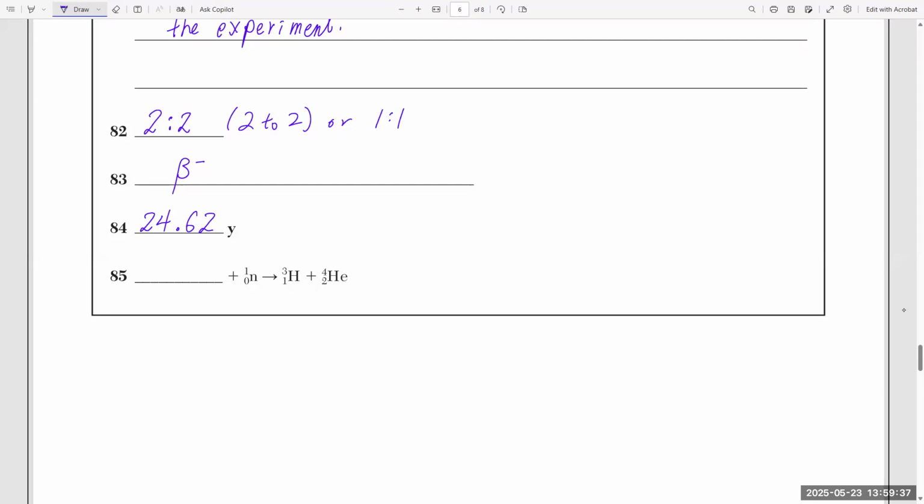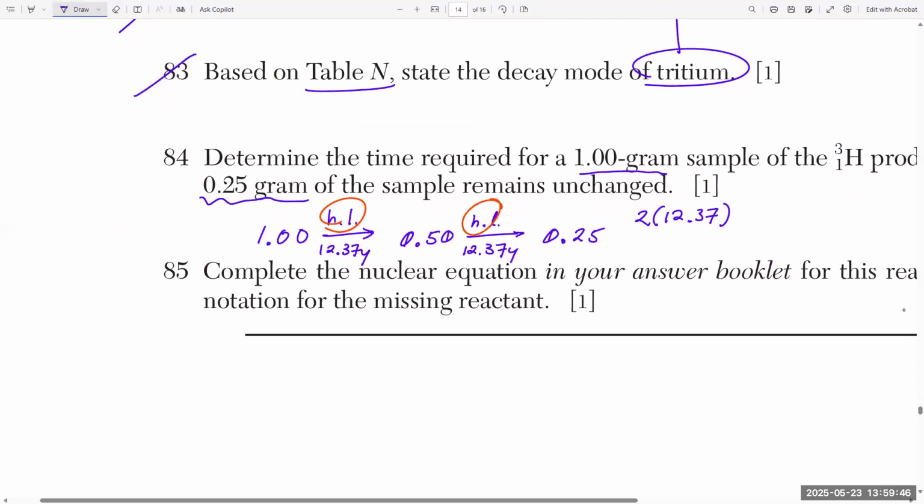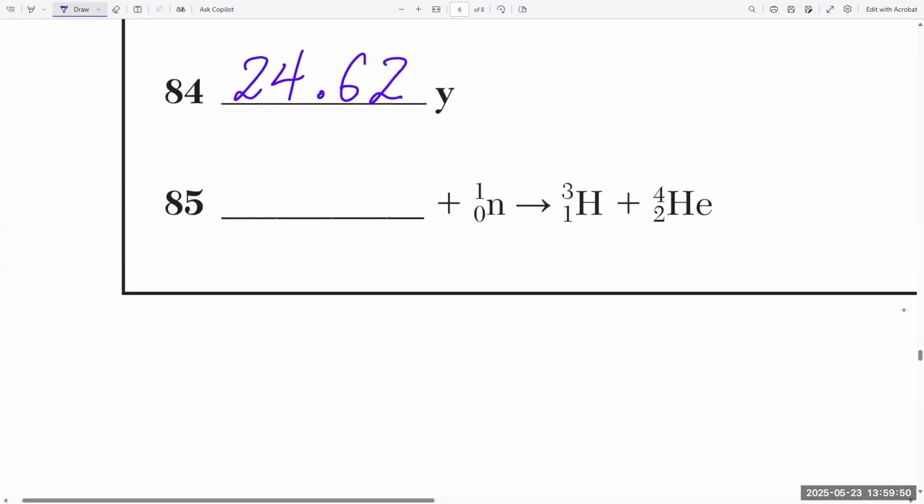All right, I don't even have to go to 85 to actually answer this. I know what they're going to say. They're going to say to complete the nuclear equation in your answer booklet. So if you remember what we did in the other one, how do you do this? On either side of this arrow, the numbers on the top and bottom have to equal each other. Let's look at the right side. It's a 3 and a 4, so the total on the top has to be 7. Total on the bottom has to be 3. 3 plus 4 gives you 7. 1 plus 2 gives you 3.